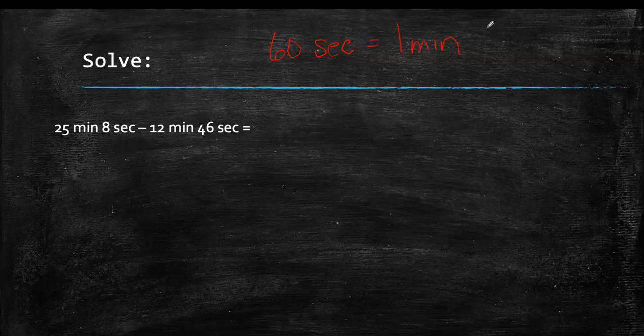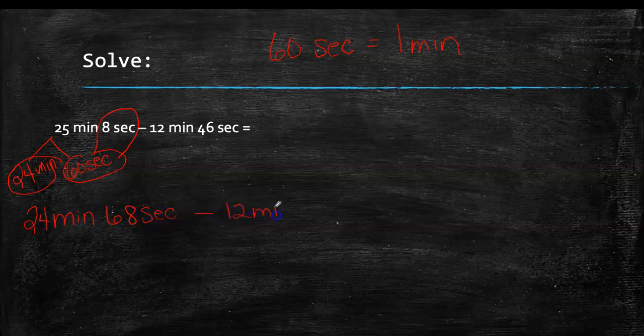All right, welcome back, guys. Here we go. I have 8 seconds. Can I subtract 46 seconds? The answer to that is no, I cannot. I don't know how to do that yet. So now I need to decompose my 25 minutes into 24 minutes because I need more seconds. 60 seconds. Here's my 2 parts. Now I want to make sure that I add the seconds together. And I now have 24 minutes, 68 seconds, and I'm going to subtract 12 minutes, 46 seconds.